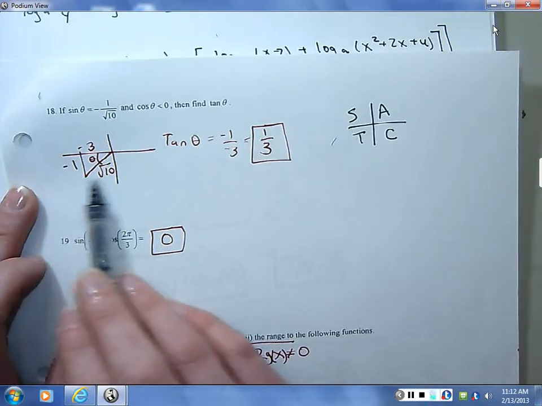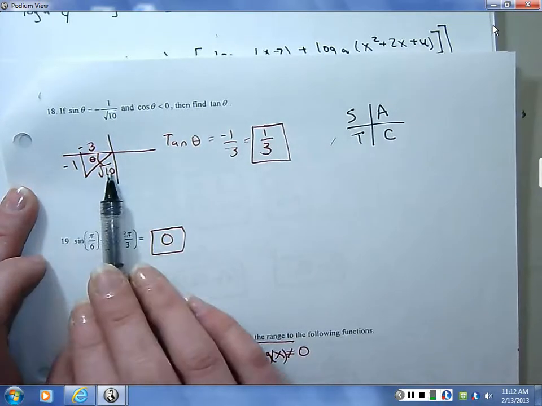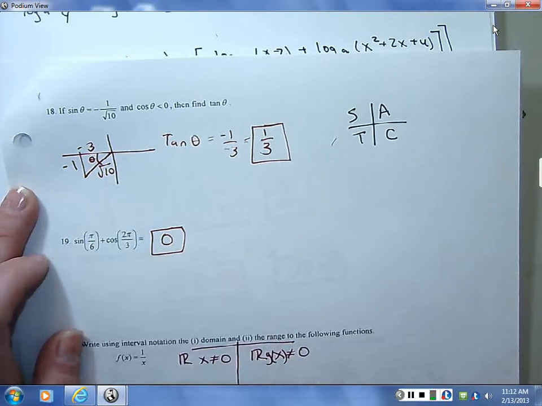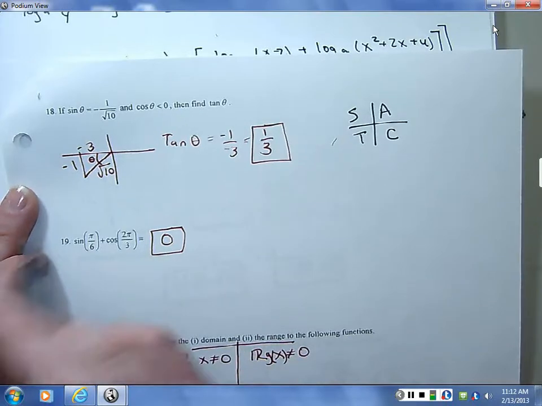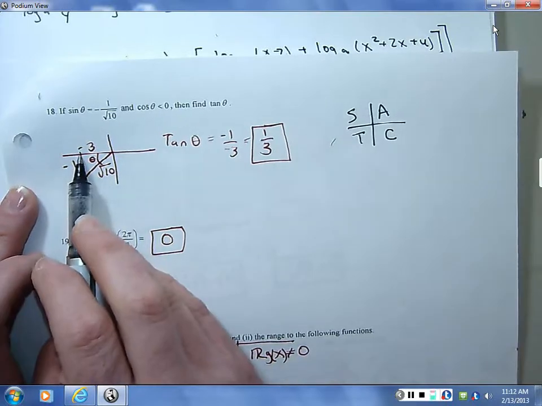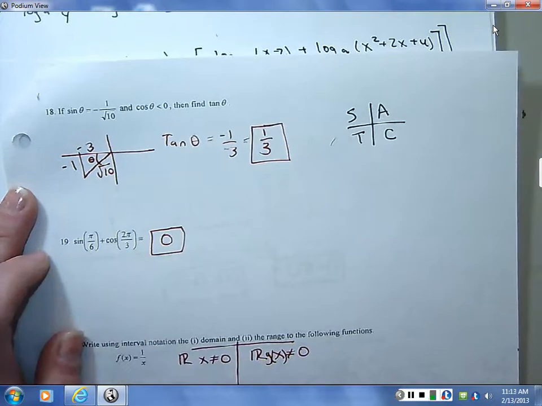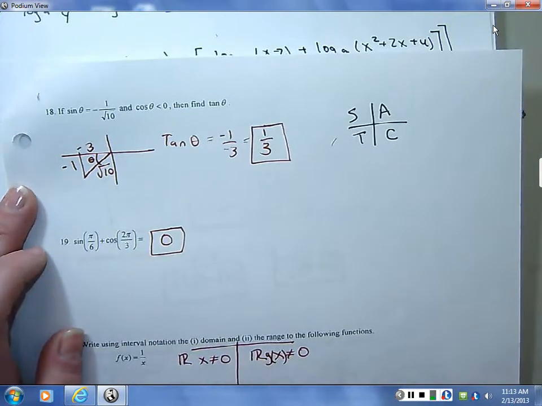Then I get the relationship, it's minus 1 over square root of 10. The hypotenuse is never negative. It's always positive. So here the x component's negative and the y component's negative. So when I go to tangent, it's positive because it's x over y. Right? Negative over negative, so it's always positive.